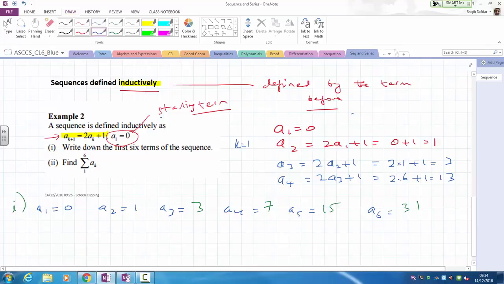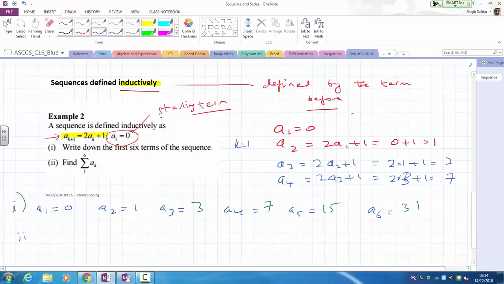Is that right? It's 2 times 3, sorry, yeah. There you go. 2 times 3, 6 plus the 1 gives us 7, and so forth. Does that make sense now? Okay, thank you.